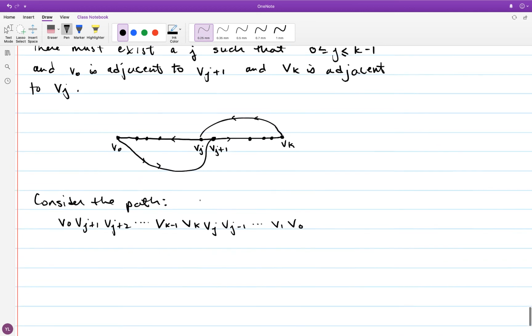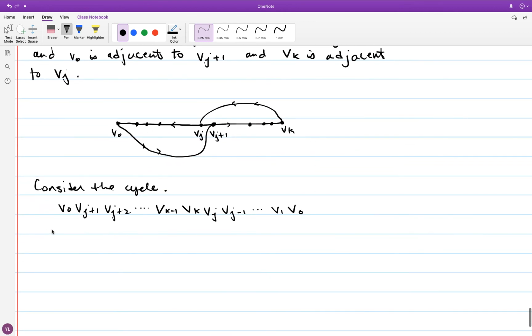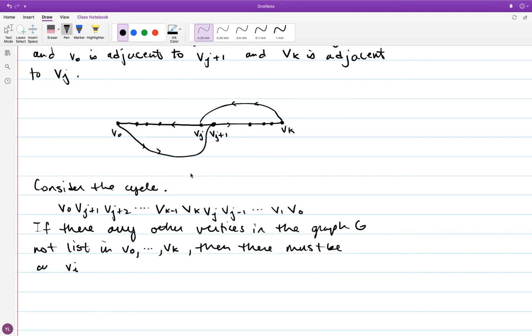So what I've made here is a cycle. Actually, it's not a path anymore. It's a cycle. But this is just a nice, simple cycle, visiting each of these vertices exactly once and wrapping back around to V naught. But what's the point here? If there are any other vertices in the graph that are not listed amongst the V's, I'm going to get a contradiction. So let me think about this.